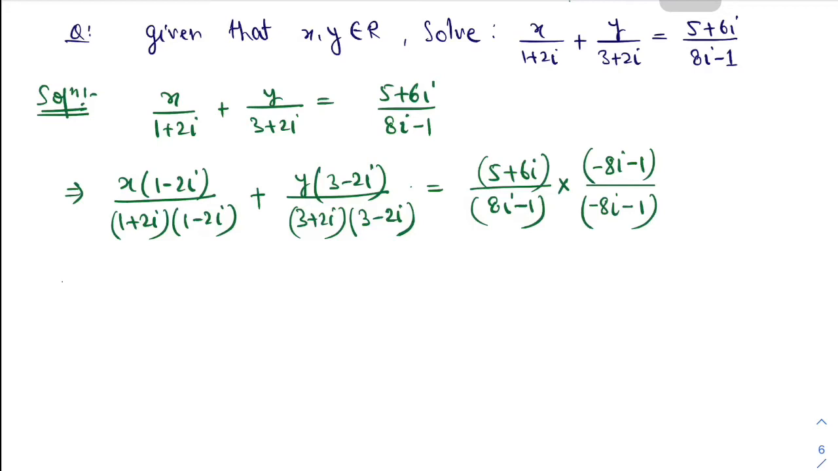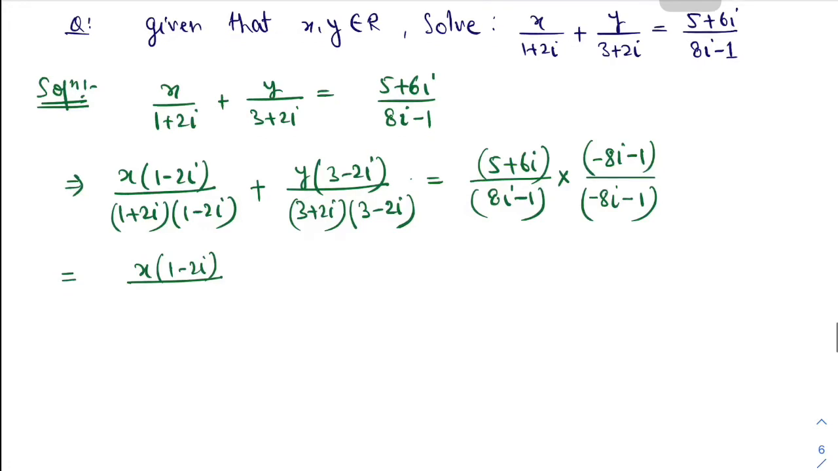Okay, now we multiply x times 1 minus 2 iota upon, in the denominator everywhere we will apply the formula of a square minus b square. So here I will get 1 minus 2 iota whole square.